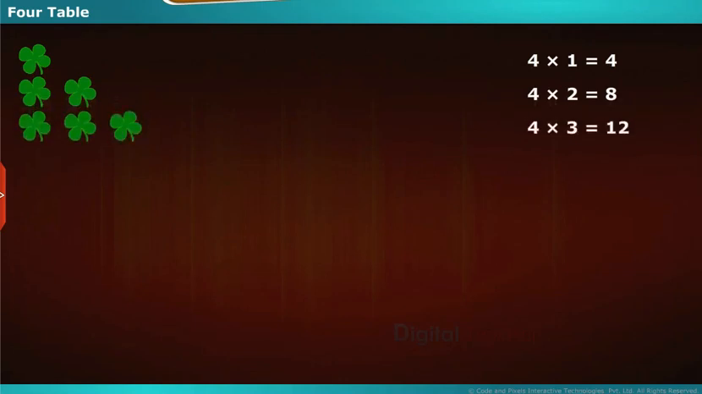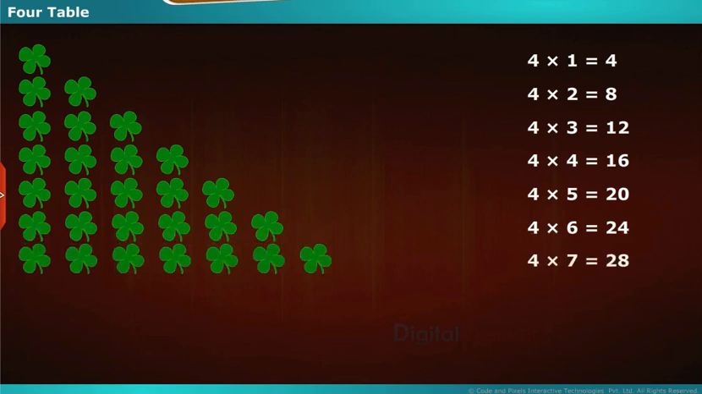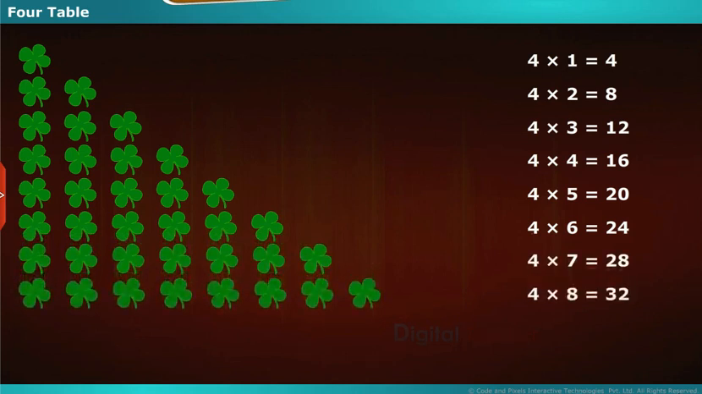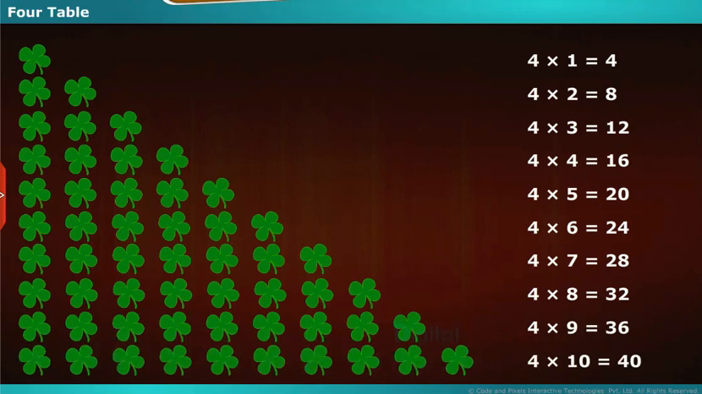Here we look at 4 table. 4 times 1 is 4. 4 times 2 is 8. 4 times 3 is 12. 4 times 4 is 16. 4 times 5 is 20. 4 times 6 is 24. 4 times 7 is 28. 4 times 8 is 32. 4 times 9 is 36. 4 times 10 is 40.